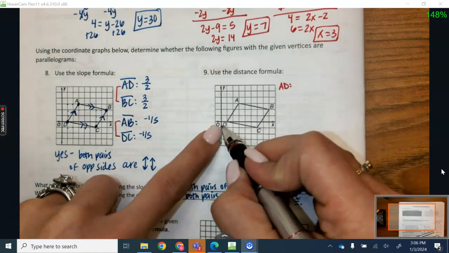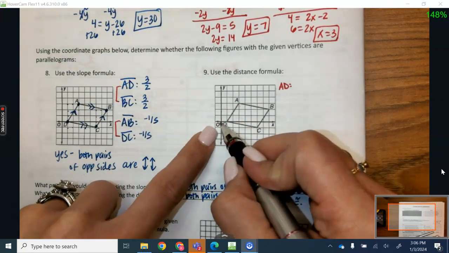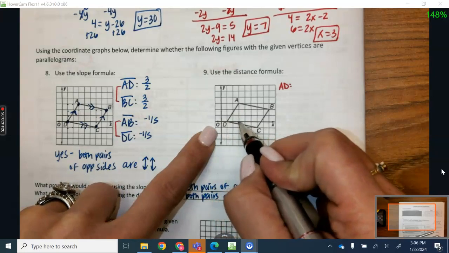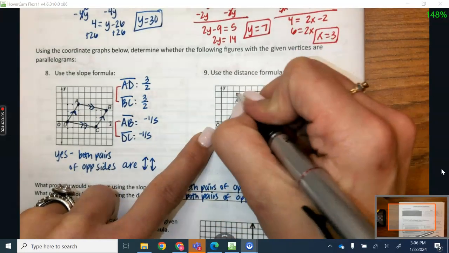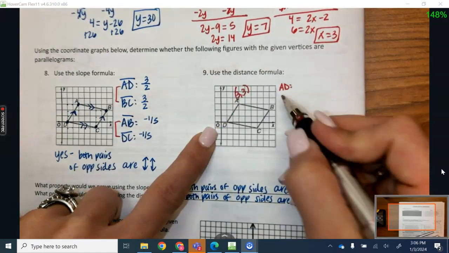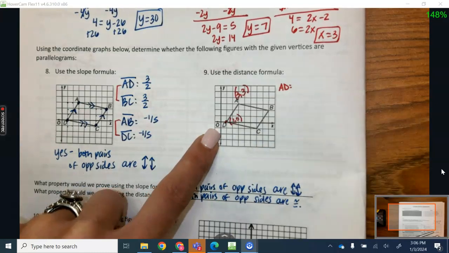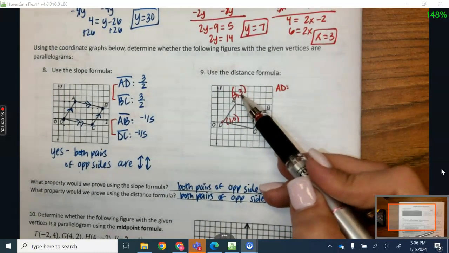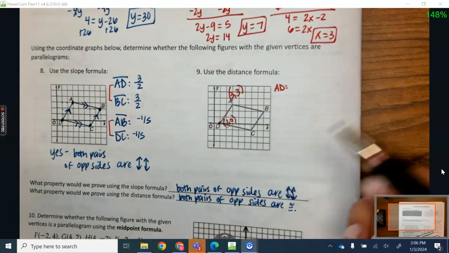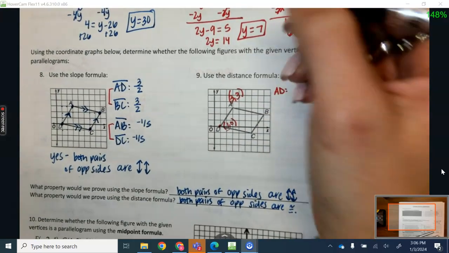In order to use distance formula, I need to know the coordinate points. Okay, so if I plot A, here's my origin. A is at 1, 2, 3, 1, 2, 3. So I'm going to write that next to A, 3, 3. D is right here at just 1, 0. Okay, remember that's your x value, your y value, x value, y value. Your distance formula.